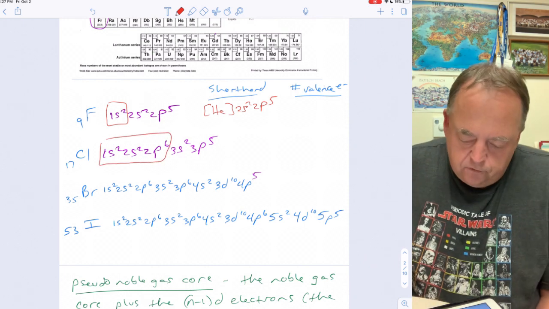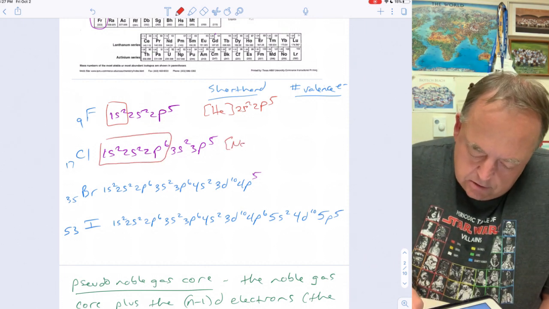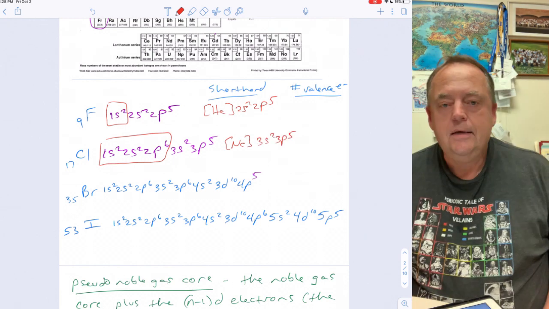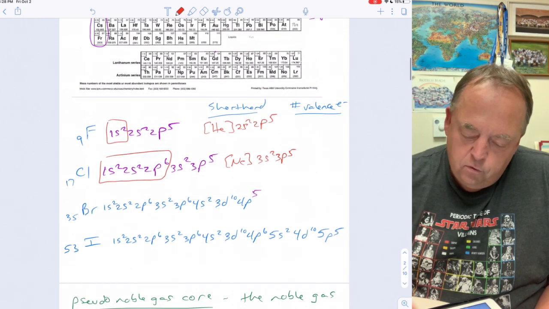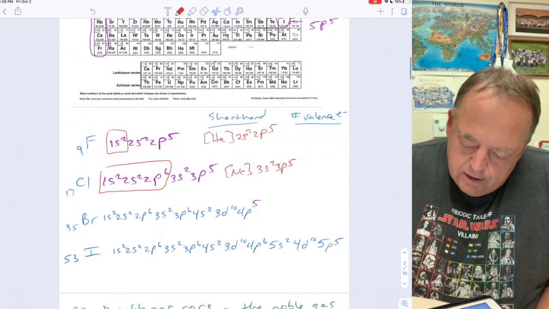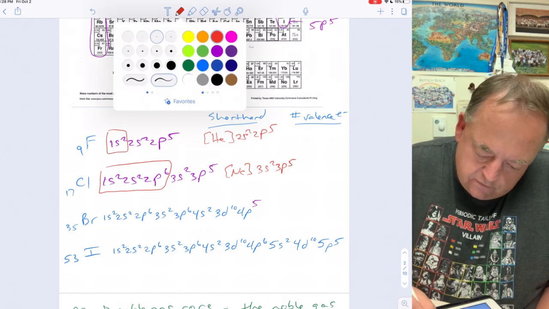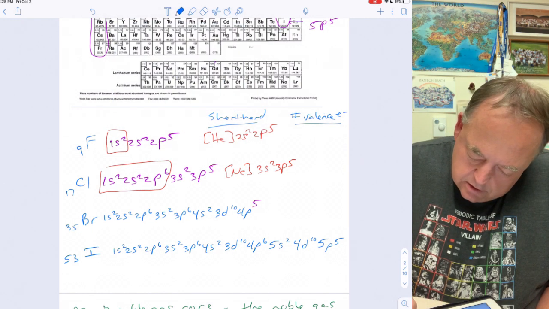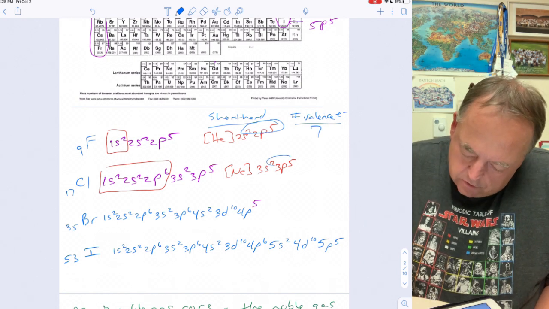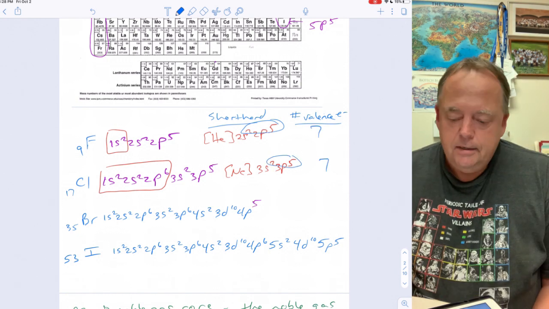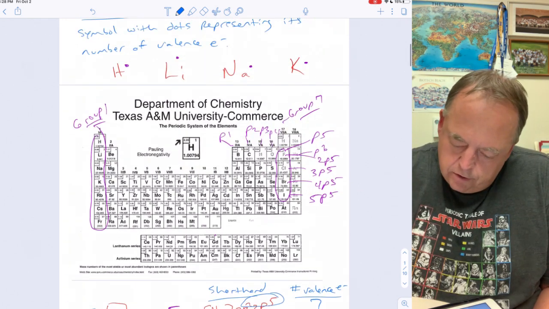If you back up to the first noble gas, that would be neon. So how many valence electrons do they have? Well, it's the electrons beyond the core. For fluorine, the valence electrons would be 7. And for chlorine, that would be 7, right? And of course, what group are they in? They are in group 7.